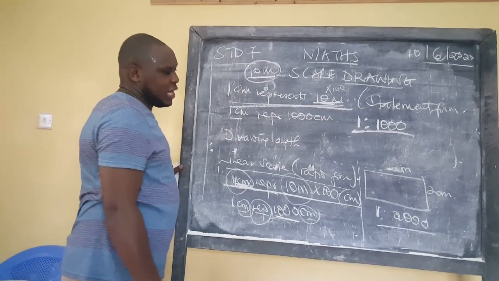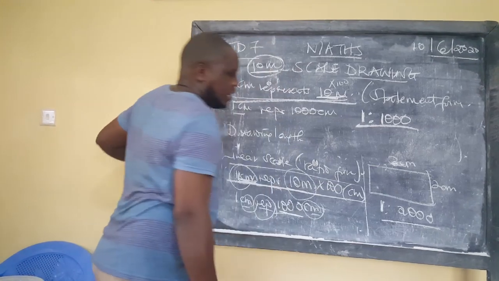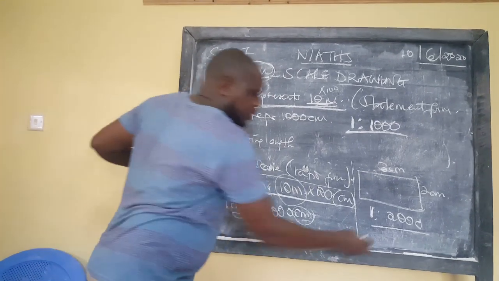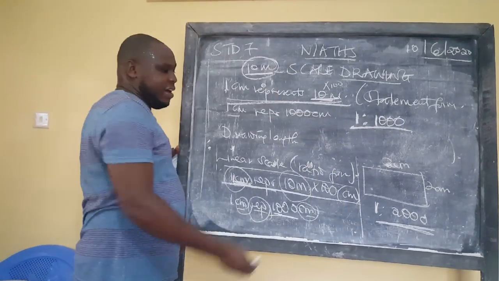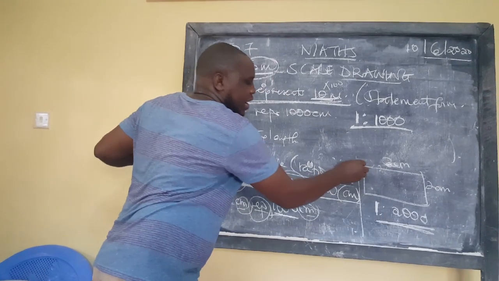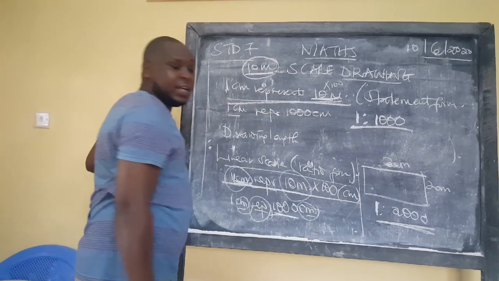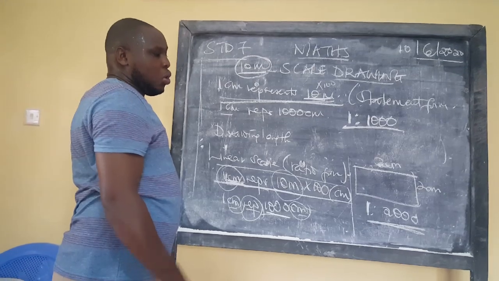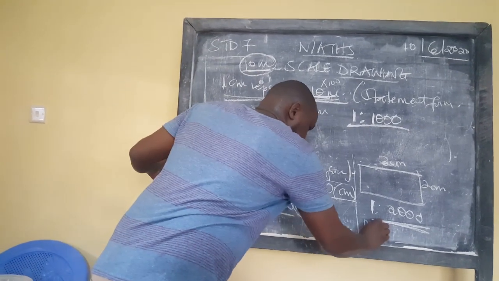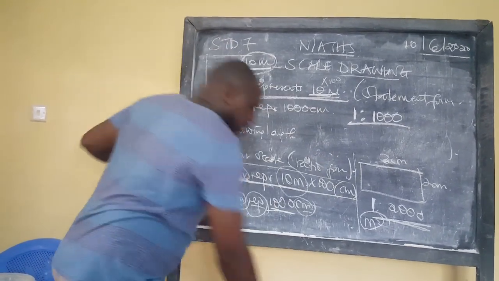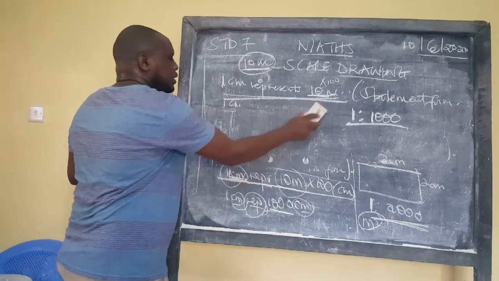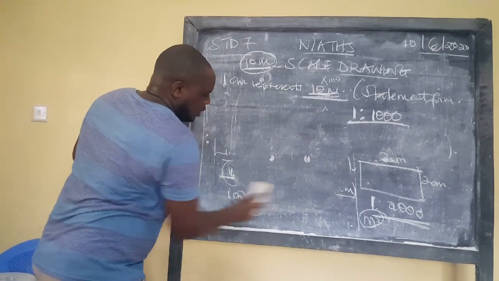Our question was that this rectangle was drawn to scale using this scale, that every 1 centimeter they made here was equivalent to 2000 centimeters. They ask you, what's the area in meters squared? Can we get the area? Now it's very simple. Look here and look here very well.